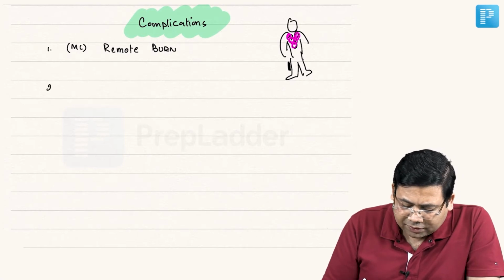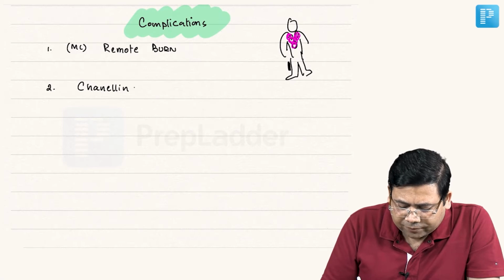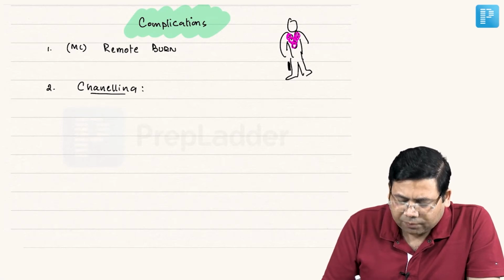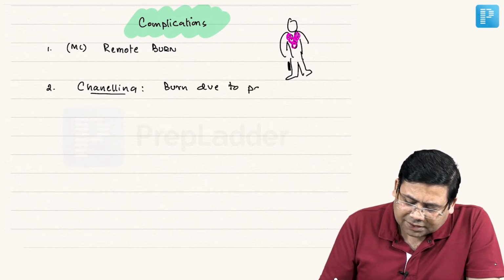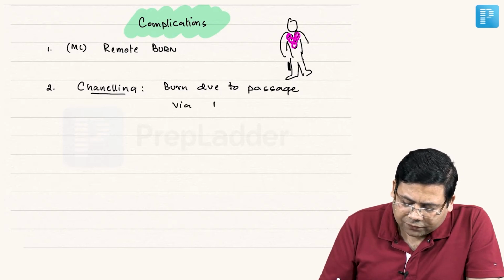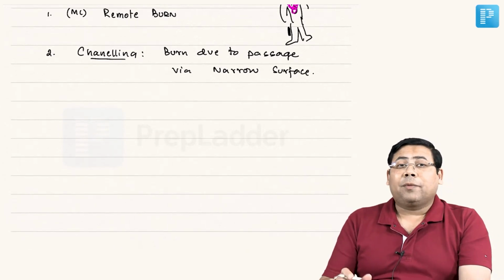The second is, we also have a phenomenon of channeling. What is channeling? And this is very important. This is burn due to passage via narrow surface. Now, where do you classically see this? We classically see this in case of scrotum and penis.